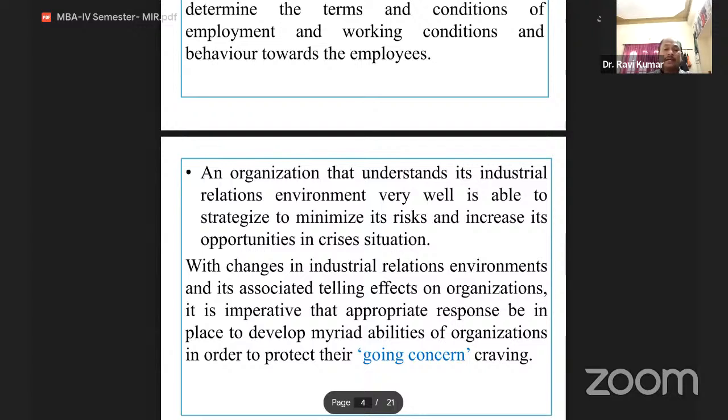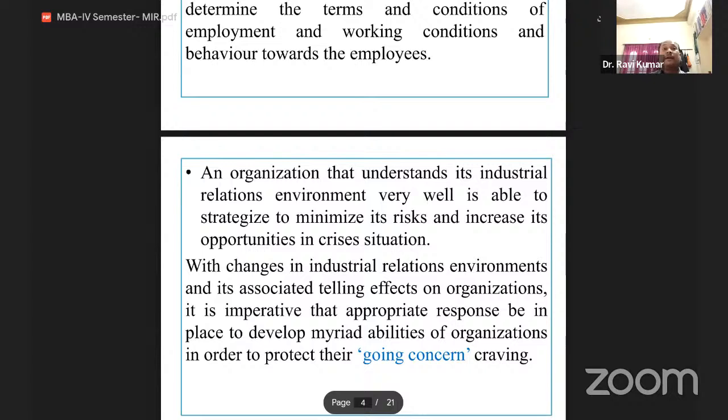With changes in the industrial relations environment and its associated telling effects on organizations, it is imperative that an appropriate response be in place to develop the abilities of organizations in order to protect their going concern. Here the organization has to run for the long term, not the short term. For that, they maintain relations at the organization level, including top level, middle level, and low level, in order to maintain things in a systematic way. In these procedures they allot work through the hierarchy, and people in that hierarchy follow the organization's instructions or guidelines.